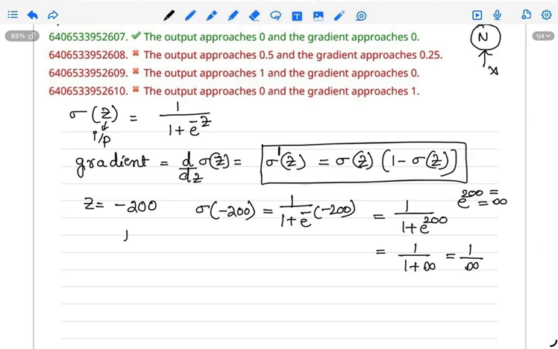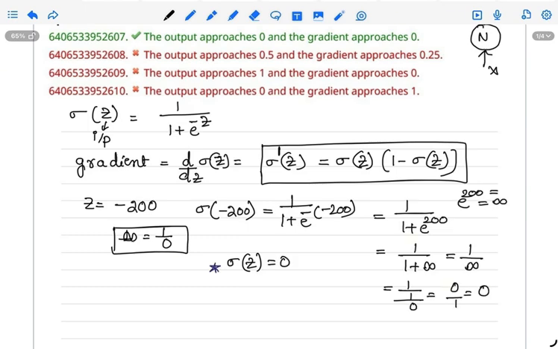So what is the infinite value? Infinity equals 1 by 0, right? And 1 by infinity equals 0 by 1, that equals 0. That is sigma of z equals 0 for a large negative number. The sigmoid function value is 0. For the first order derivative, you have to put sigma of z equals 0 in this equation. That is 0 times 1 minus 0, which equals 0.